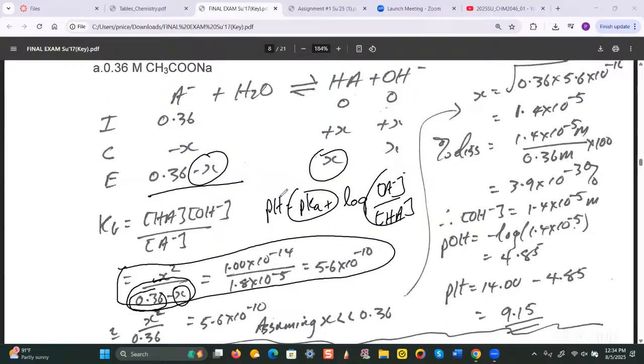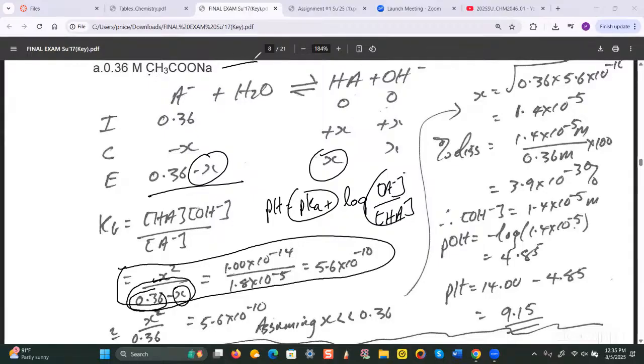Okay, Ms. Head, you got a question? Yes. So you said when you're writing your equation, like NaA equals A minus plus Na, right? So you said that CH3COO is just A minus. Is that what you said? Yes. Sorry about that. How did you know it was A minus? Like, why would it be a base, not an acid?